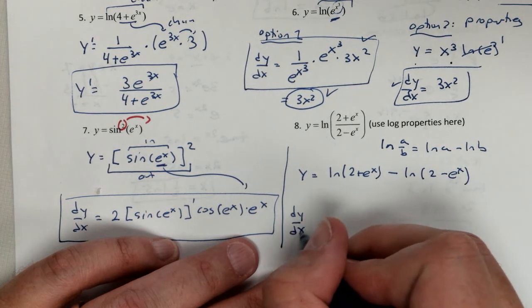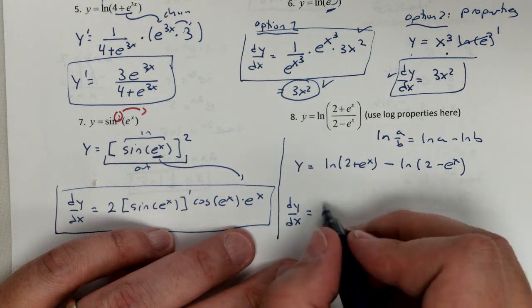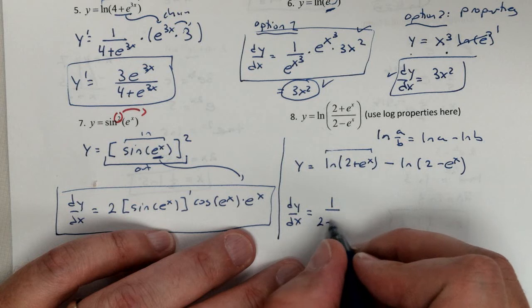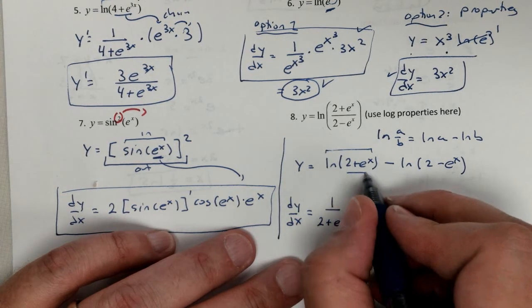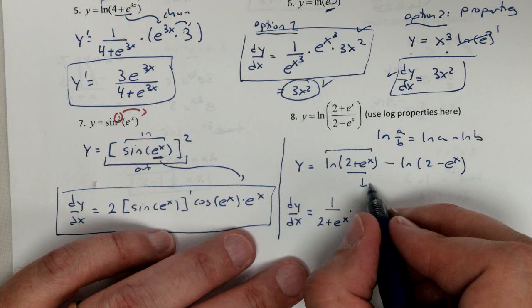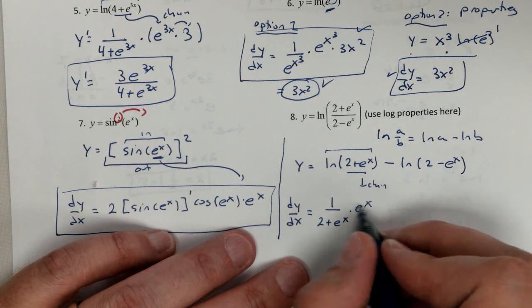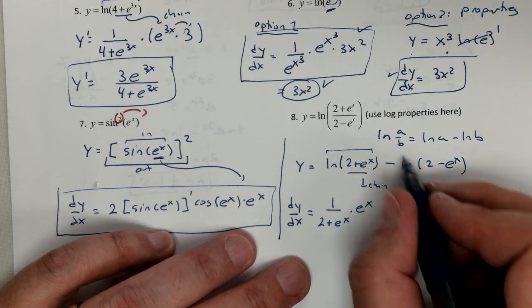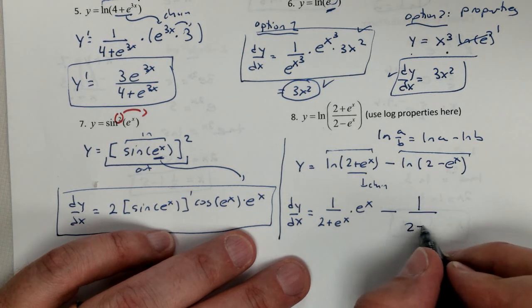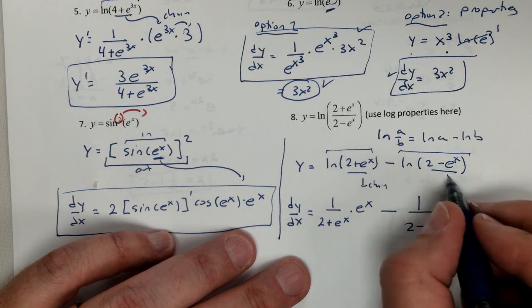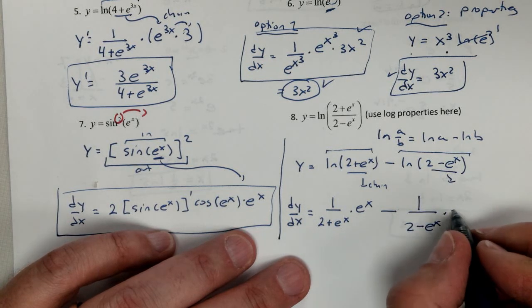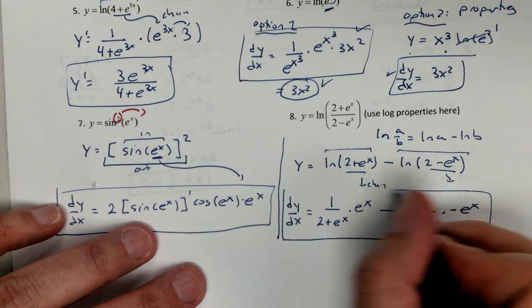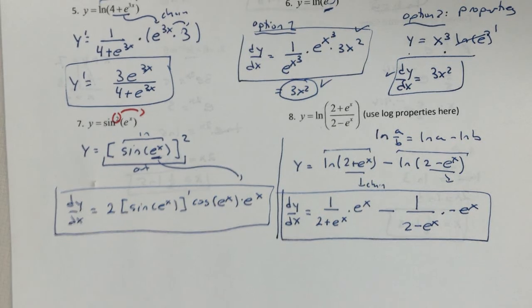So when we take the derivative, dy dx, we would get 1 over my natural log derivative, chain rule, 2 plus e to the x, times the inside derivative, that's my chain rule part, e to the x. Minus, here we get 1 over the derivative, that's our chain rule, 2 minus e to the x, and now we do our chain rule part, the derivative of 2 minus e to the x, negative e to the x. And there's our final derivative right there. Don't worry about simplifying.